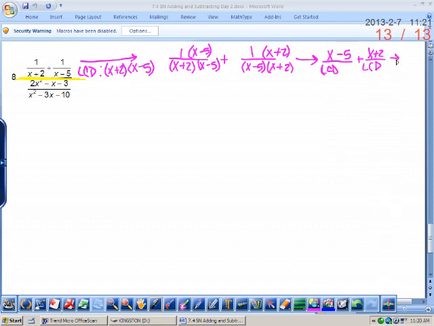And when we simplify that, what are we going to get? X minus 5. Like you're combining, okay. 2x minus 3 over x minus 5 times x plus 2. Questions on that step?